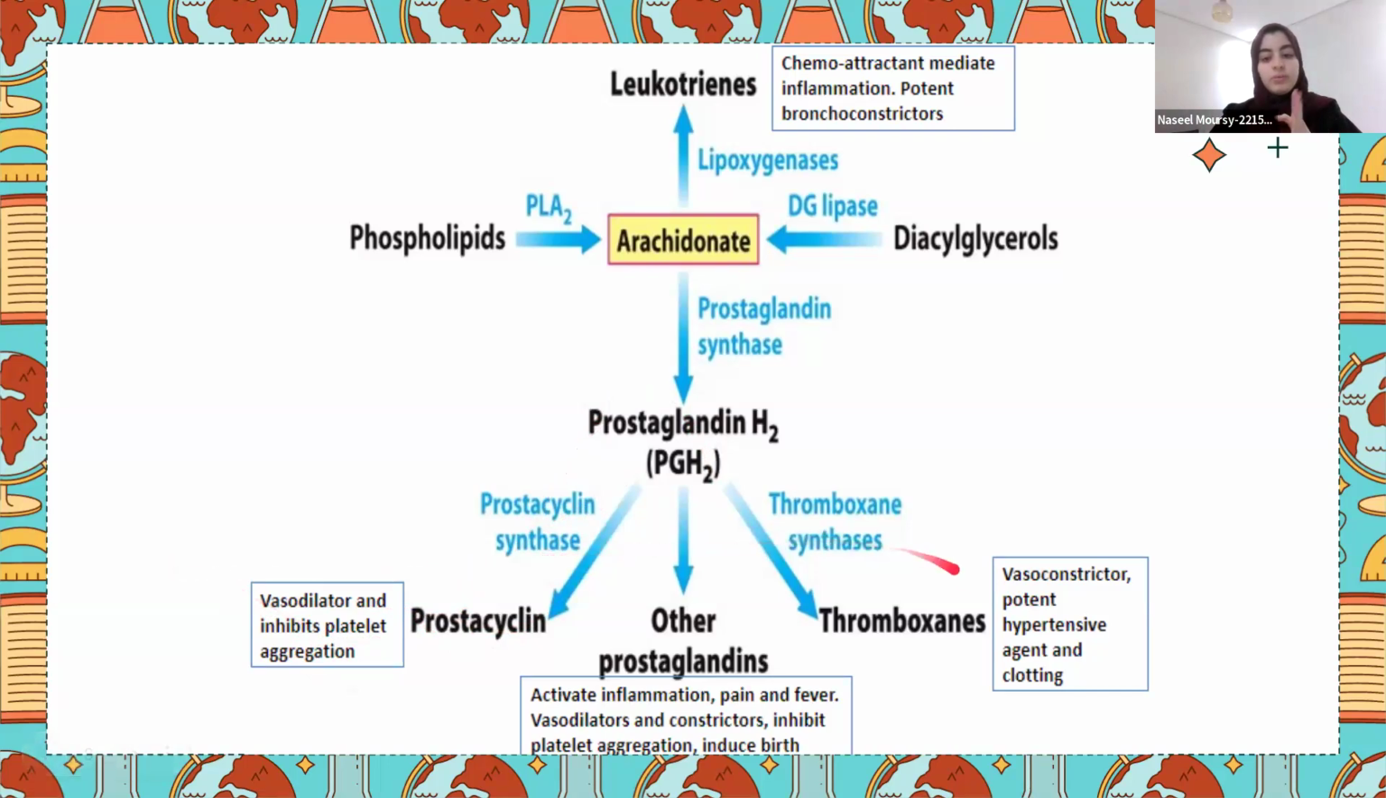Now looking at thromboxane, this is the opposite of prostacyclin. It does the opposite. So it's a vasoconstrictor, meaning it narrows blood vessels, and it promotes clotting. So you can see that our body has a balance between these two things. Because let's say I only had prostacyclin, theoretically.